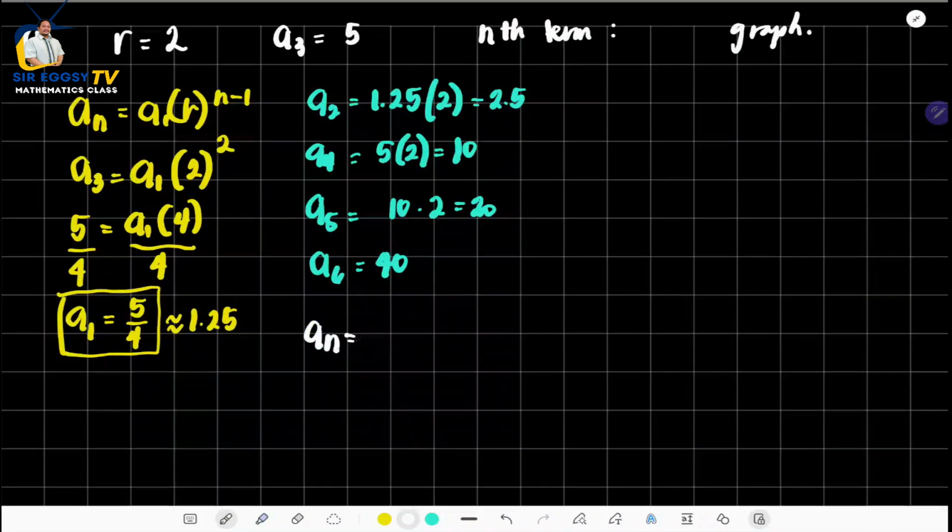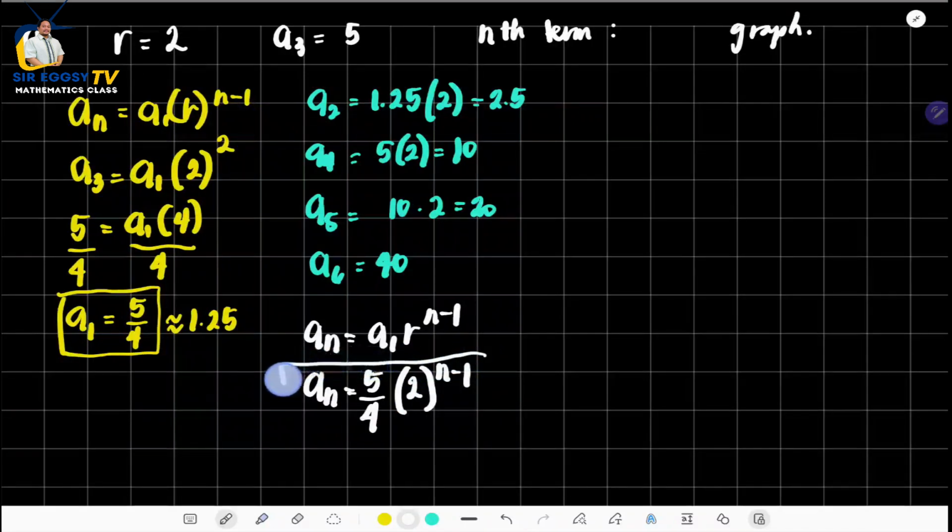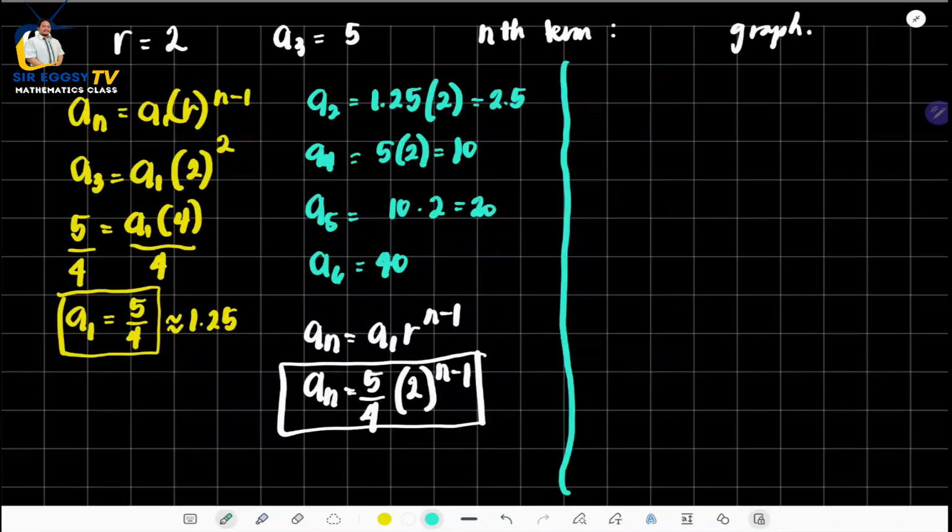So the nth term of this sequence is a sub n is equal to a sub 1 r raised to n minus 1, where the value of a sub 1 is 5 over 4, and the value of r is 2, and n minus 1. And that is the nth term of the sequence. And as for the graph, so let's draw a graph.